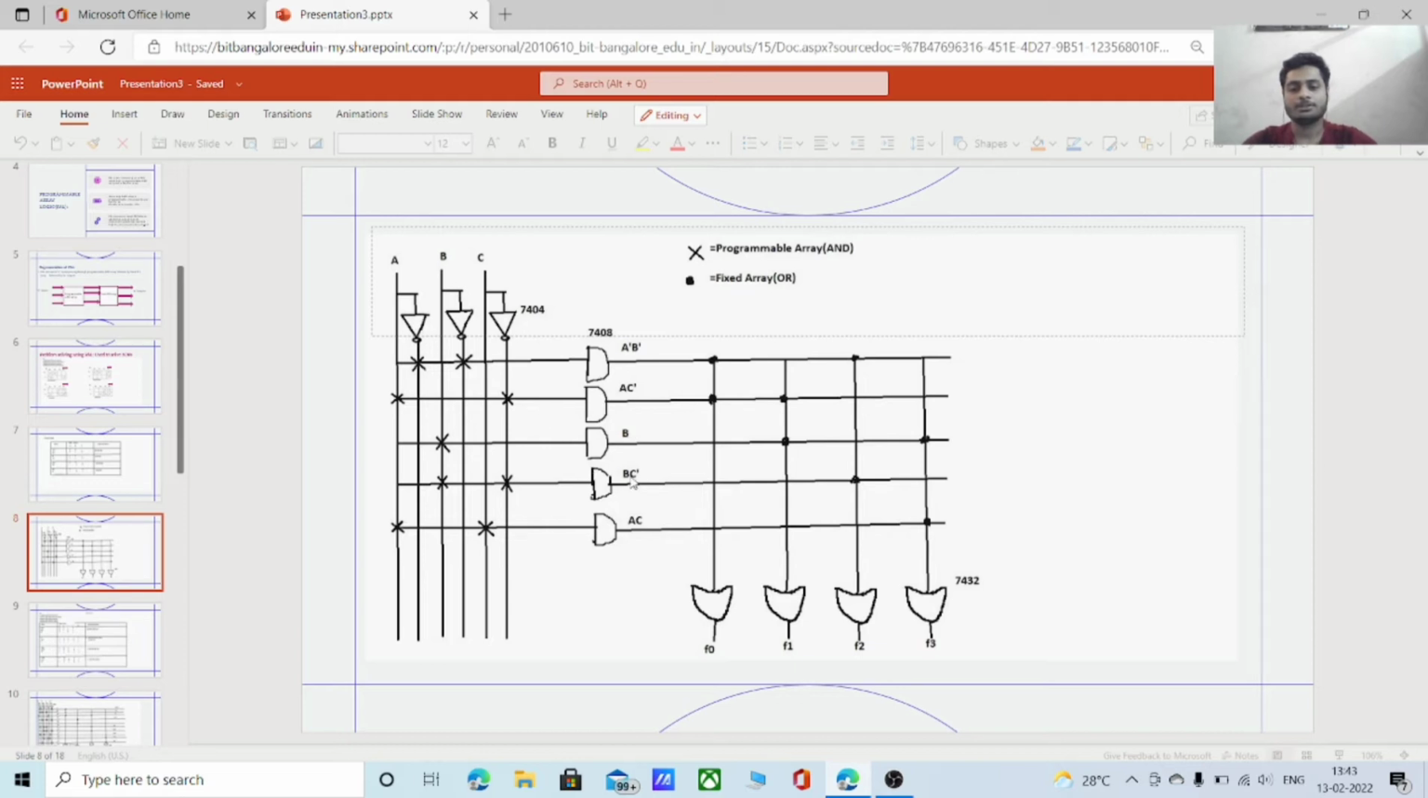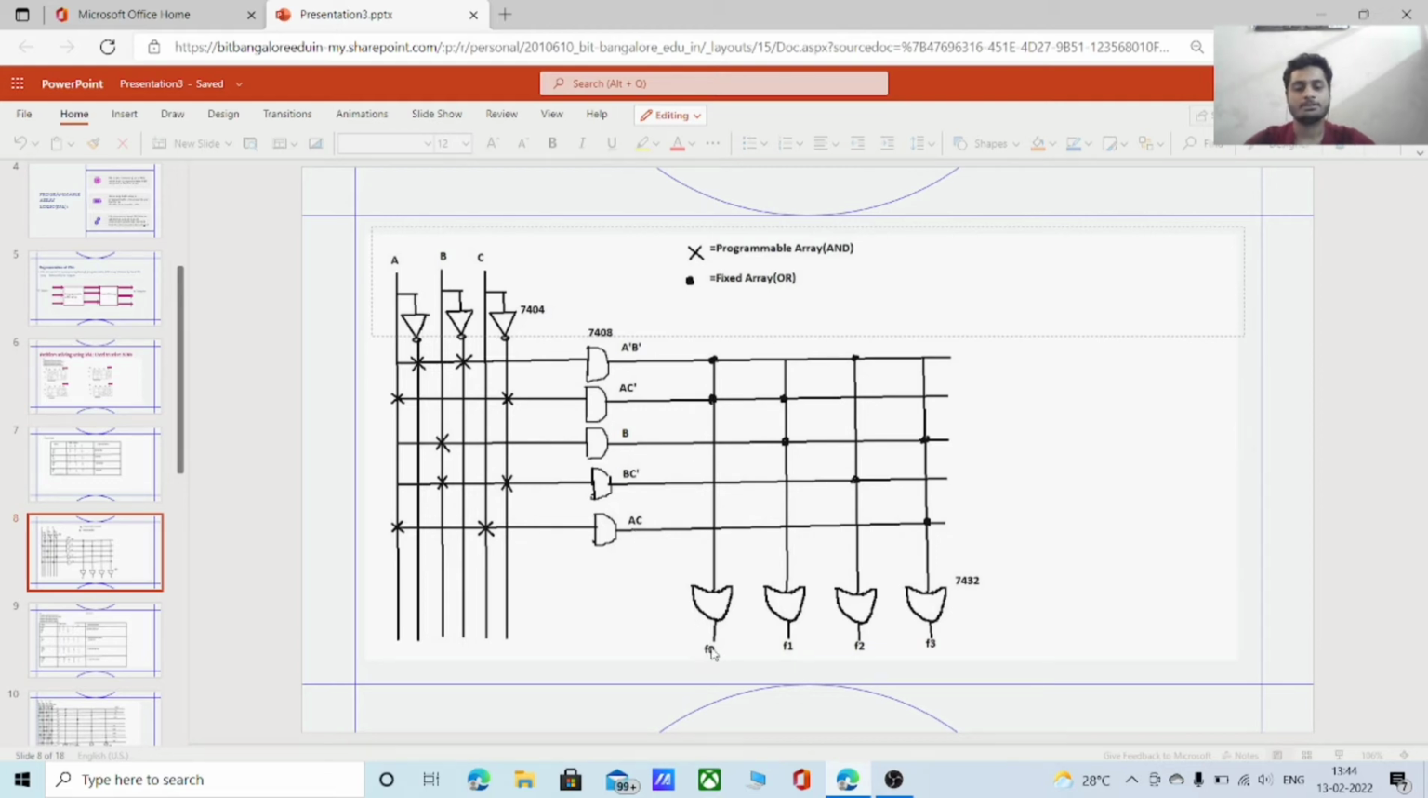The fourth term is B into C complement. So we make connections at B and C complement and pass it through an AND gate. So the output is B into C complement. And the fifth term is A into C. So we make connections at A and C, and we connect it to an AND gate. So the output is A into C.